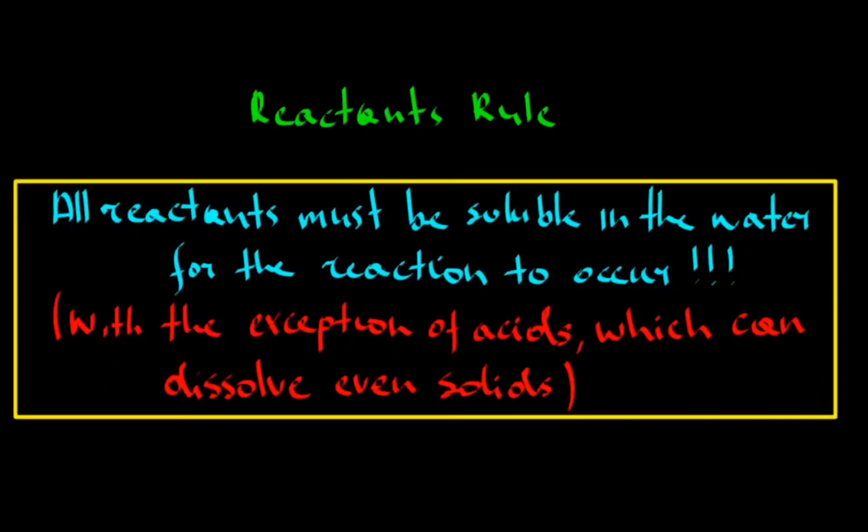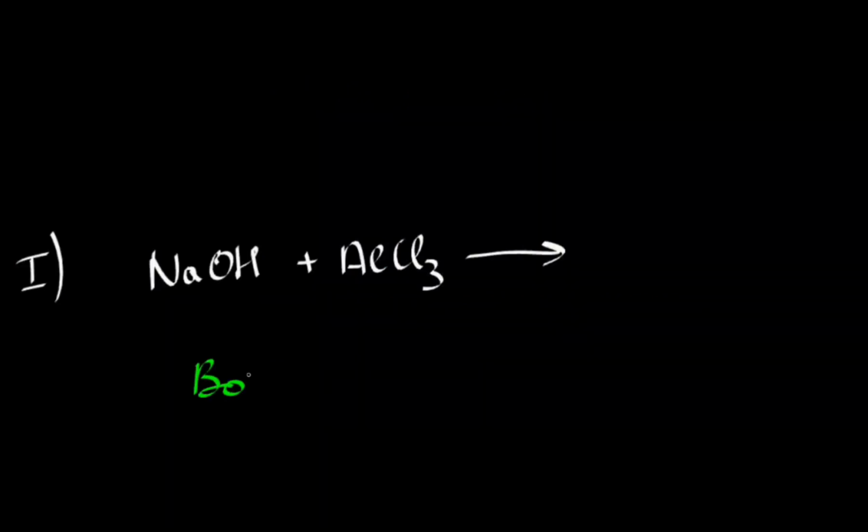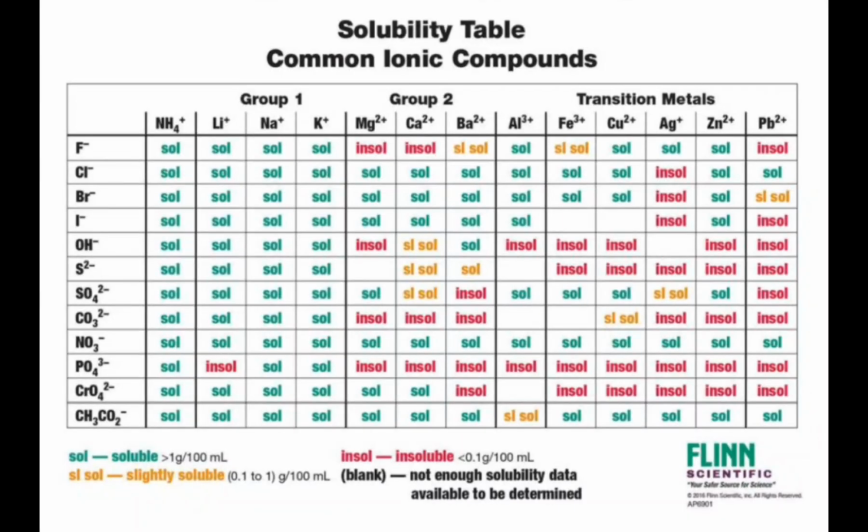In these reactions, both reactants must be soluble in water, unless one of the reactants is an acid. It's called the reactants rule. Sodium hydroxide is a salt, and the same goes for aluminum chloride. So now we can use a solubility table to check each reactant's solubility in water. We intersect each cation and anion in the table, and we can see that both salts are soluble in water.